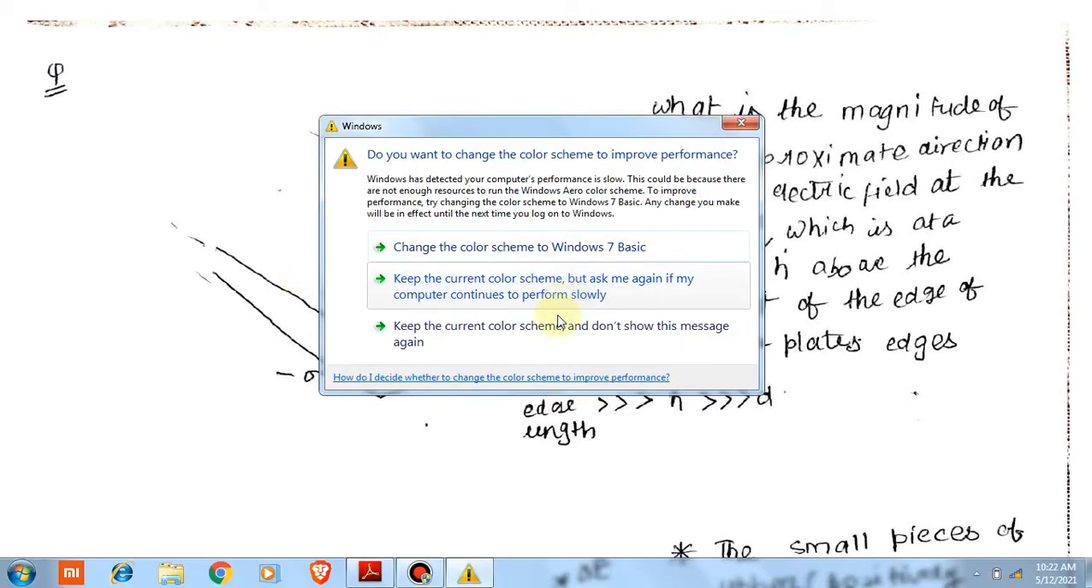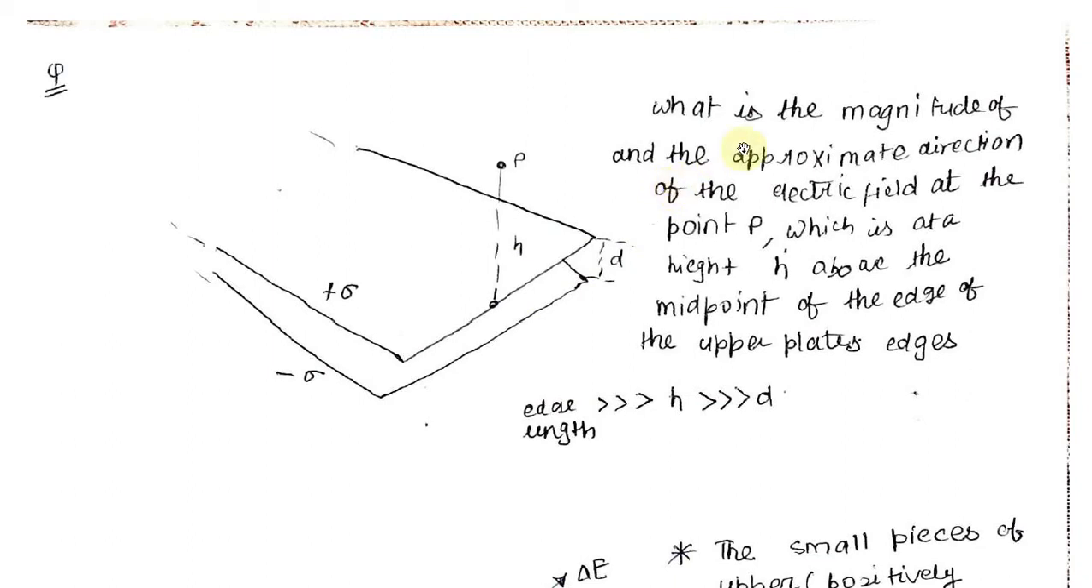First of all, I would like to tell you the approximate magnitude and the approximate direction of the electric field at point P, which is at a height h above the midpoint of the upper plate's edge. Here is the upper plate edge, and it is also infinite, because we know this is an infinite plate, or this is a finite side and it is regular in shape. At the midpoint there is a point P at height h, and at that point you need to find the direction and the magnitude of the electric field.